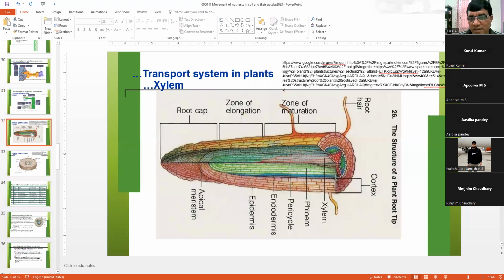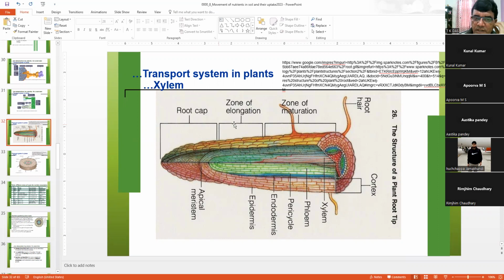To have more clarity, you can see the different zones of roots. You can start from the root tip. This region is your root tip. The apical meristem is the tissue through which the root grows. Then the epidermis is the outer layer of the root. Inside it there is the endodermis, one layer of cells. Then pericycle, then phloem, then xylem. The xylem is innermost, and you can also see the cortex tissues.